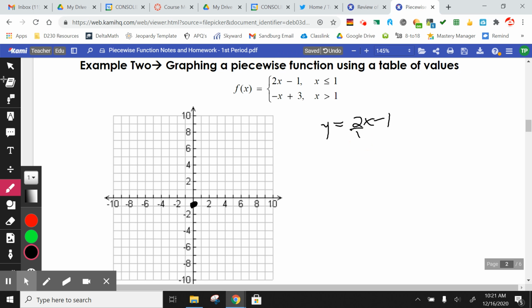So from this point, we're going to go up 2, right 1, up 2, right 1. And what I want you to do, for the sake of this problem, is put in as many dots as you can. So keep going up 2, right 1, up 2, right 1 until you get off of the graph. And then I also want you to work backwards. Go down 2, left 1, down 2, left 1. But do not connect those dots yet. All right, that would be our line y = 2x - 1.